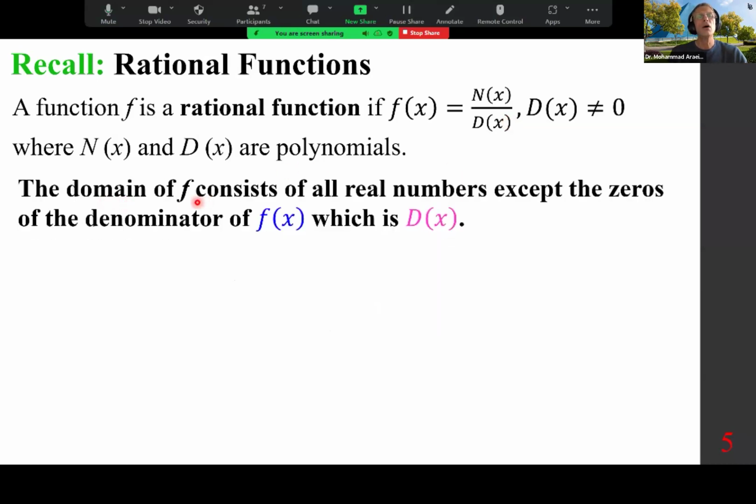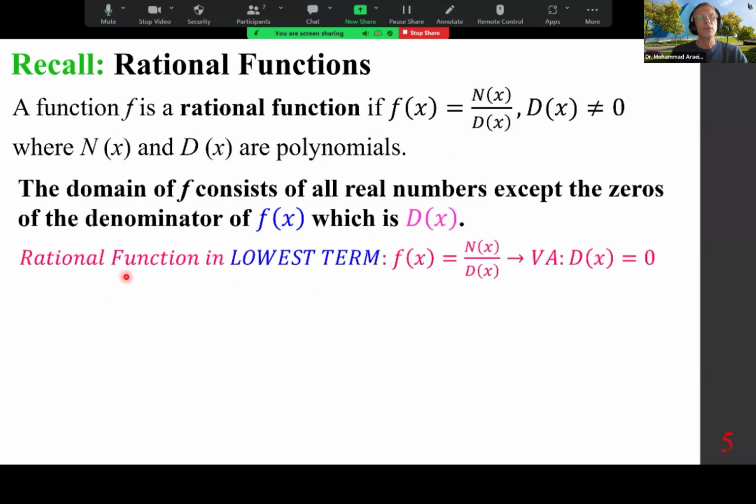The domain of f consists of all real numbers except the zeros of the denominator of f of x, which is d of x. So the domain is all real numbers except what makes d of x 0. Put the rational function in lowest terms. After we put it in lowest terms, if there's a common factor, we drop it from the top and the bottom. Then for the VA, short for vertical asymptote, you set d of x equal to 0 to find it.